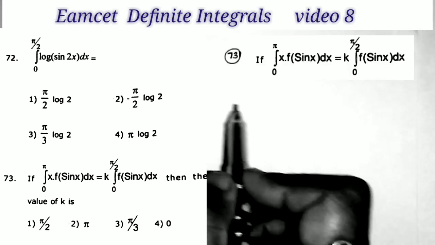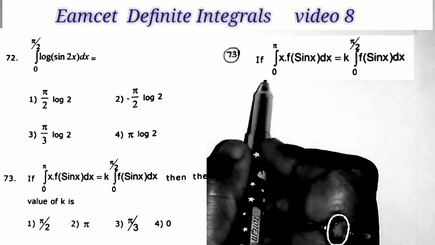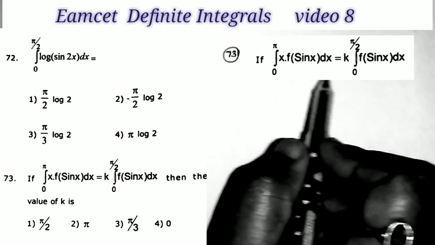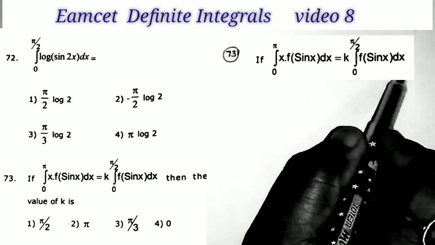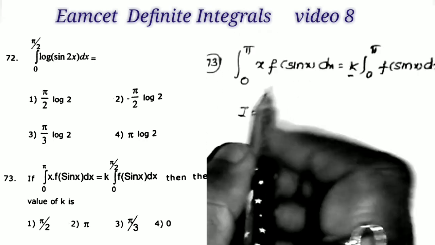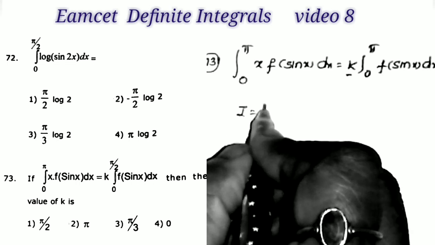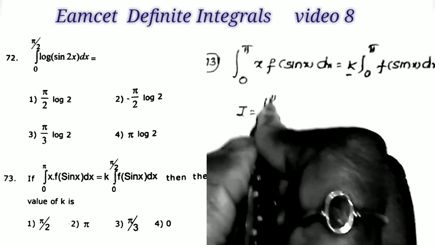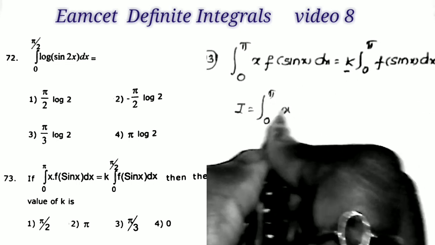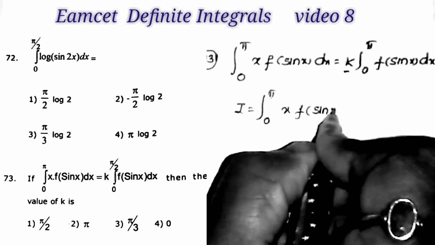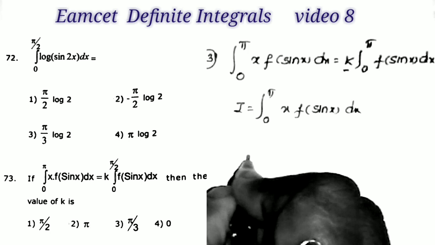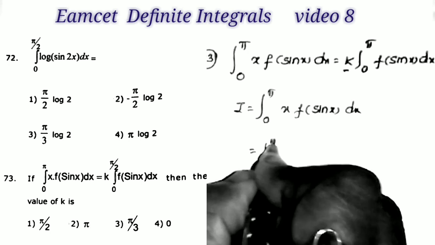Next question, sum number 73. Integral 0 to pi x into f of sin x into dx is equal to k into integral 0 to pi f of sin x into dx. Then what is the k value? First I take this value equal to I. The quotient's first value is equal to I. So I is equal to integral 0 to pi x f of sin x into dx, and I replace x with pi minus x in the given quotient.